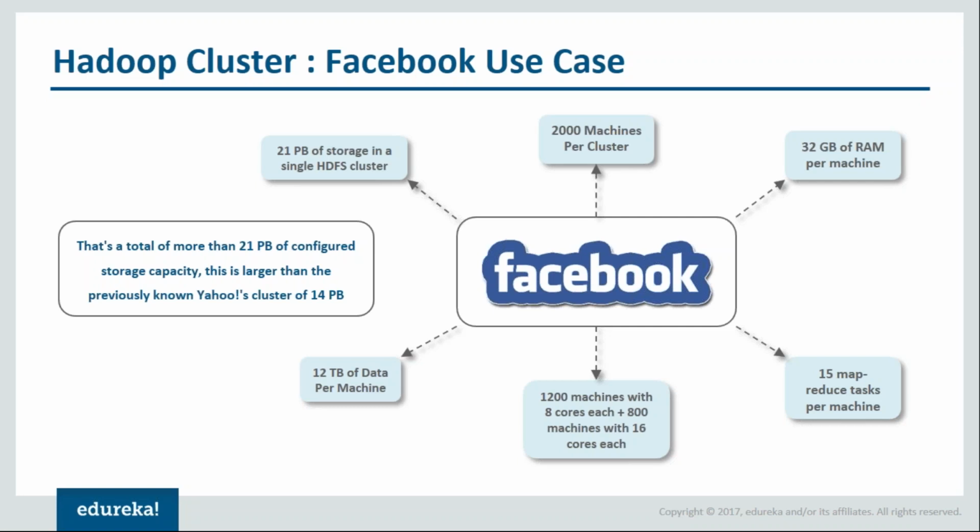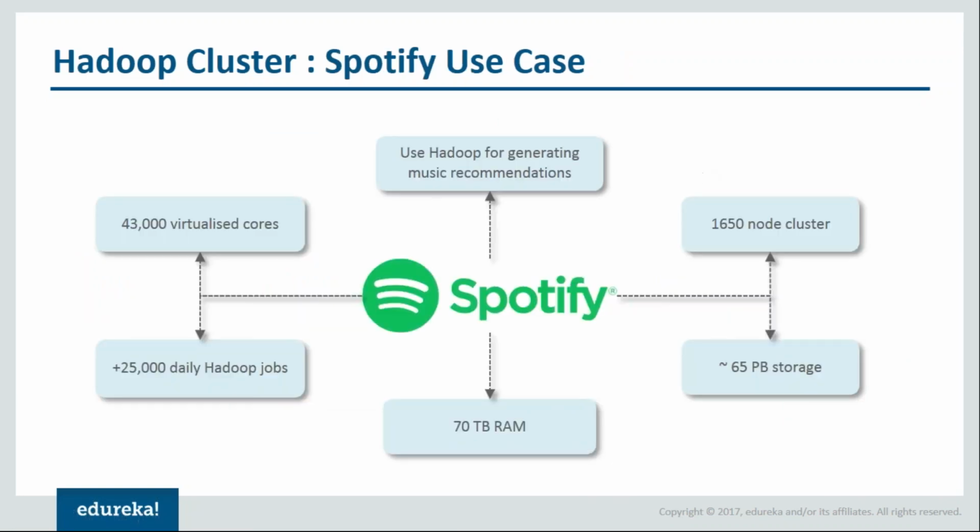It was 14 petabytes, so Facebook has beaten Yahoo with 21 petabytes. And now let's talk about another use case, which is Spotify.